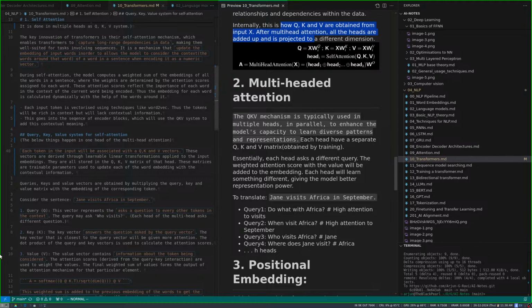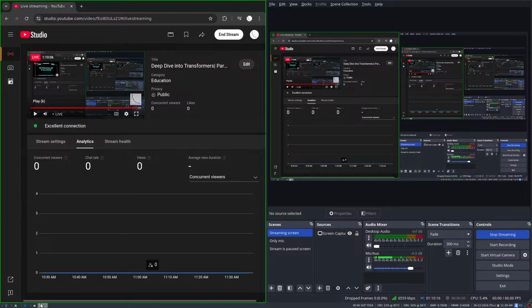I'm audible, right? Yeah. It is a bit low, but it works. So yeah.